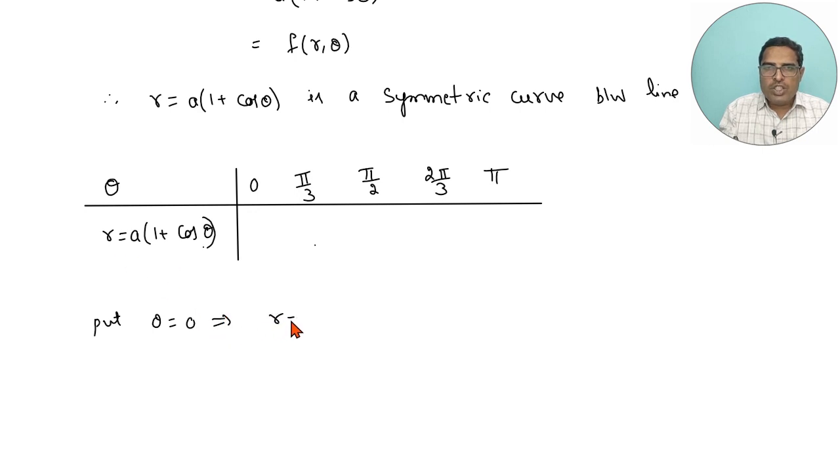Now let us put the value of theta equal to 0 in this given curve. So we get r is equal to a into 1 plus cos 0. What is the value of cos 0? Cos 0 is 1. So therefore we get 2 times a. So the value of r will be 2a.